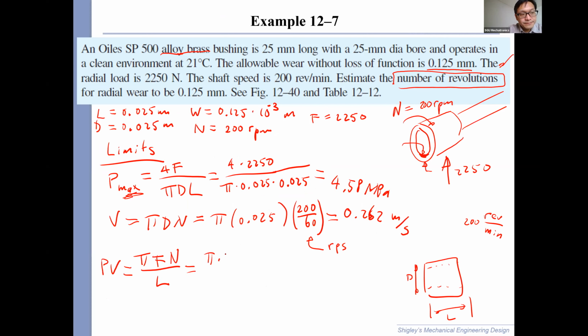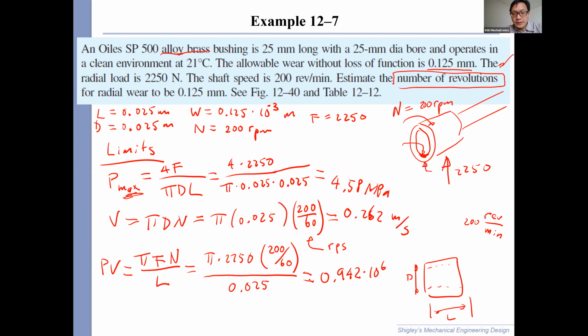Therefore, again, N should be in RPS, revolutions per second. Length and diameters should be in meters. So we all do this on SI systems, yeah? RPM is not SI.